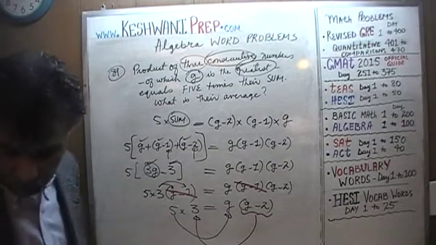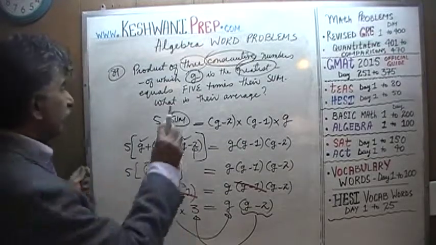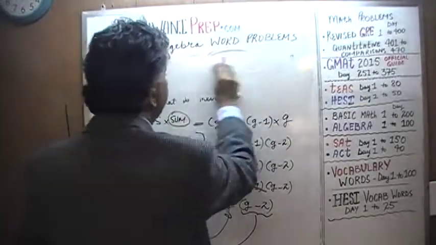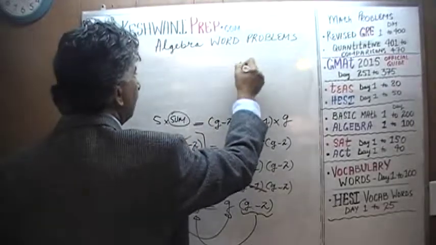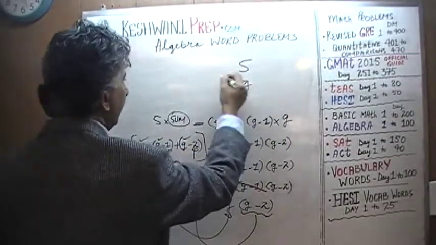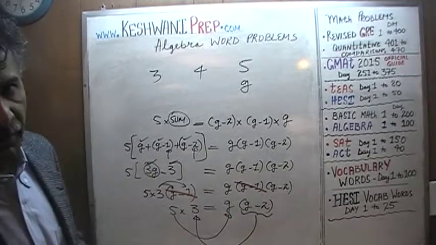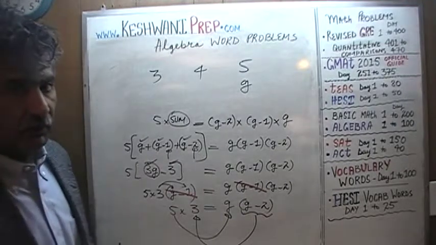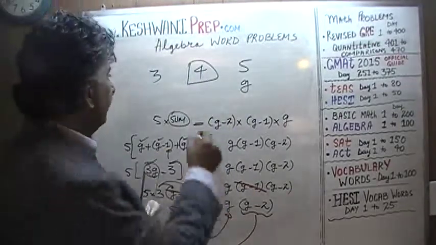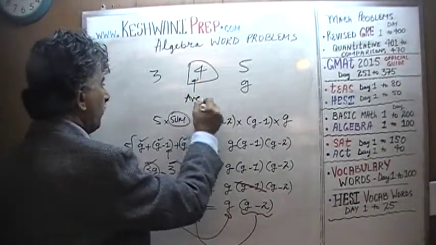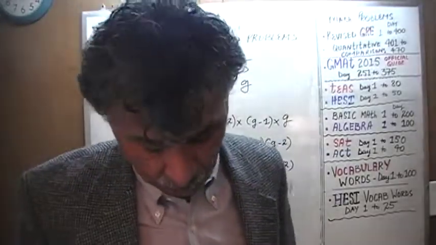So the three numbers that we were looking for were 5, which is the G, the greatest one, and then we'll do 4, and then the 3. And the question was, what is their average? Well, the average of the three consecutive numbers is the middle one, because they are equally spaced. This is their average. The average of the three numbers that we're looking for happens to be 4.